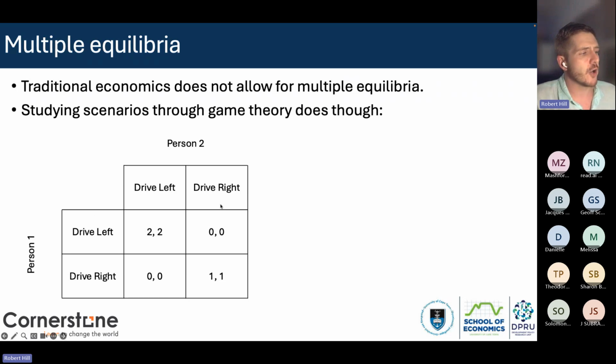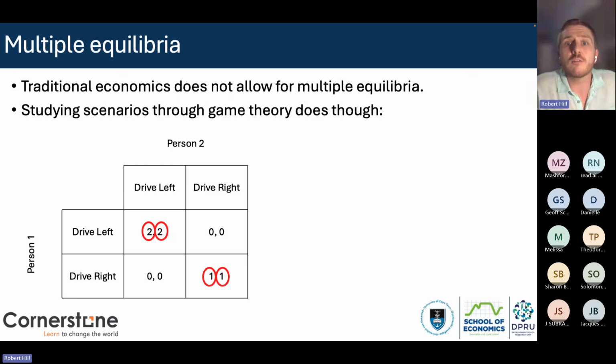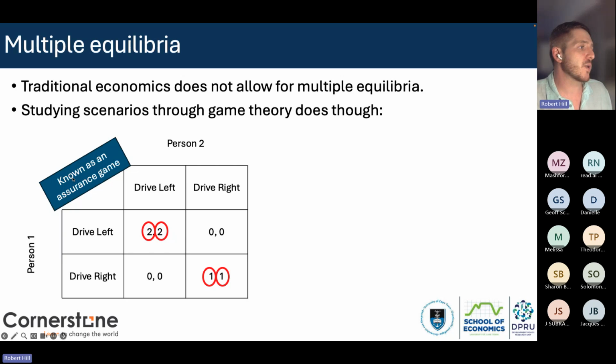So here, this scenario allows you to solve for the Nash equilibria, where if person 1 drives on the left, person 2 should drive on the left. If person 1 drives on the right, person 2 should drive on the right. If person 2 drives on the left, person 1 should drive on the left. And if person 2 drives on the right, person 1 should drive on the right. And now we see 2 Nash equilibria: drive left, and drive right, right? So 2 Nash equilibria. That would never have happened in traditional economics. Couldn't be, not possible. Another example, right? So this is what we call an assurance game, for those of you that are interested.